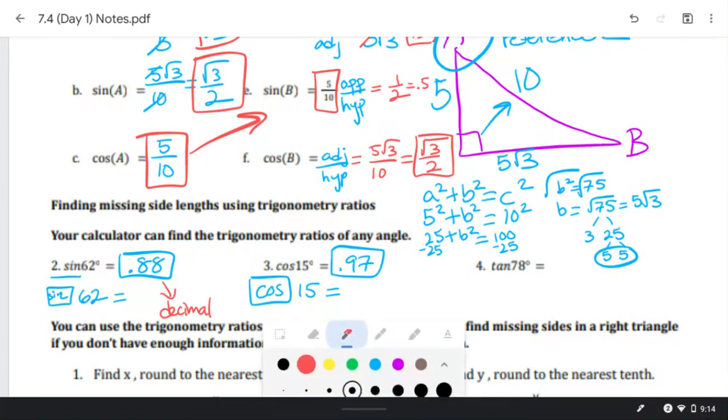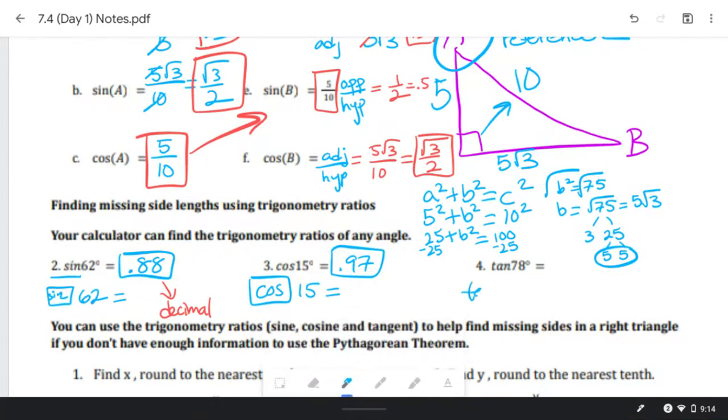And then you're going to find your tangent button. Remember, it's just going to say tangent. So find that button, press 78, and then press equals. And you're going to get 4.7 for this one. It's okay that it's bigger than 1, because that just means that if you have it in fraction form, then your numerator is bigger than your denominator.